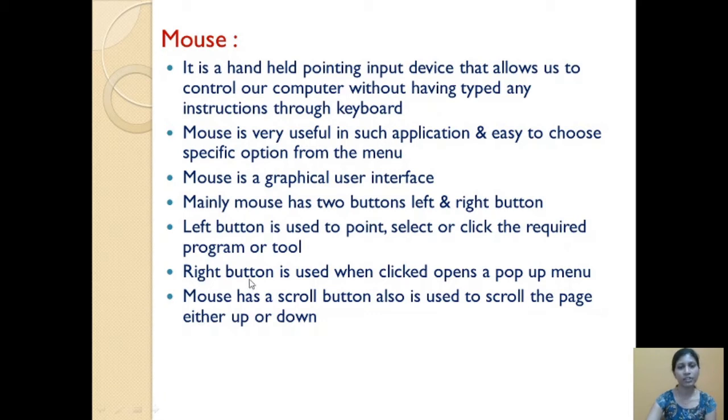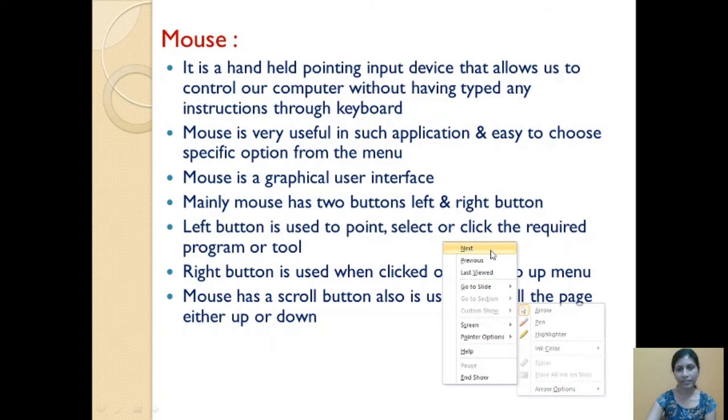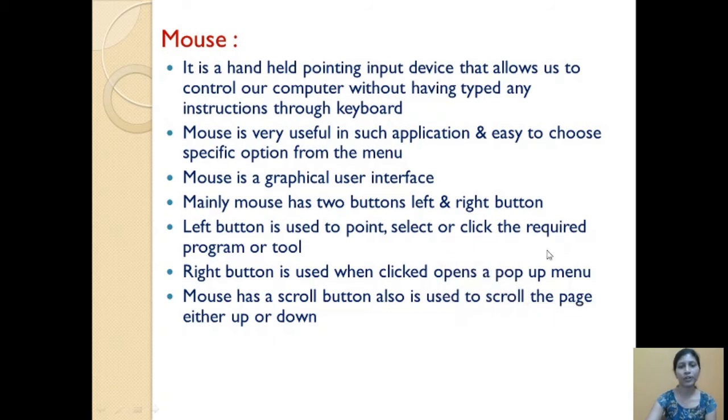Then the right button. What is the use of the right button? Right button is used to open a pop-up menu when clicked. Pop-up menu means, see here, if I right click here, a small pop-up box will open. In this, next, previous, all these things come. If you want to refresh the computer or rename a file, we use the right button to open that small pop-up box. Mouse has a scroll button also, used to scroll the page either up or down.